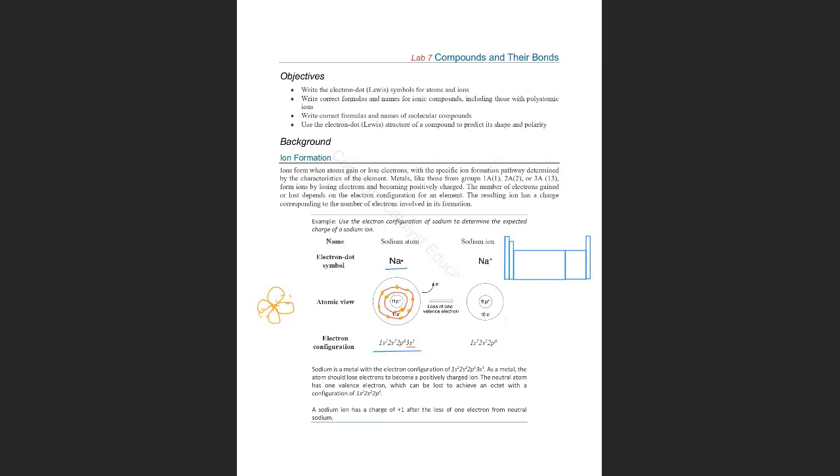And then that 3s1, so there's 1 electron in that third shell. That's this electron here. So it's going to lose that outer electron. It'd be like the closest noble gas, which is neon.